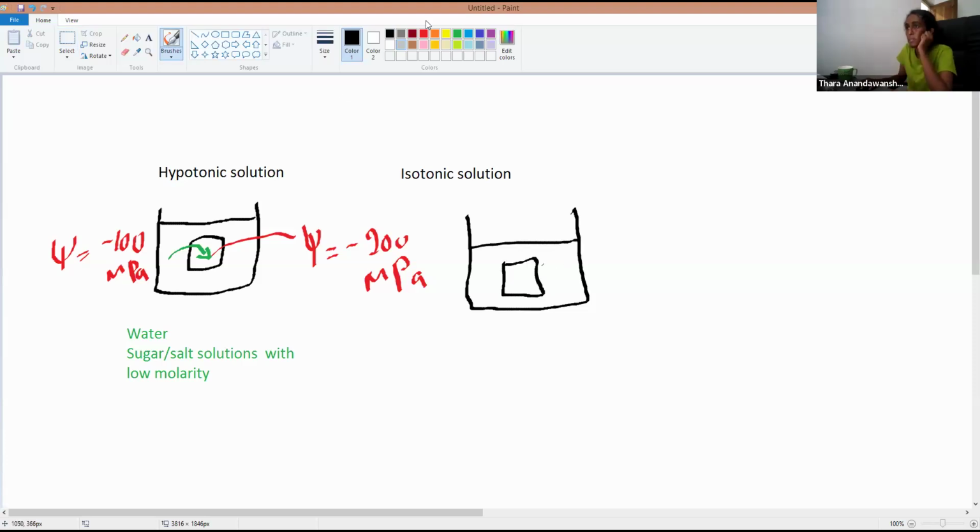Then the second type. There's a cell kept here. The outside psi value is minus 100. Okay. The cell is also having minus 200. What will happen?